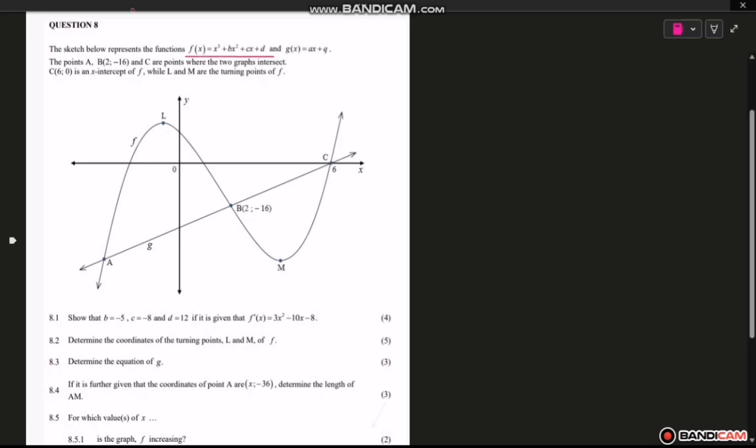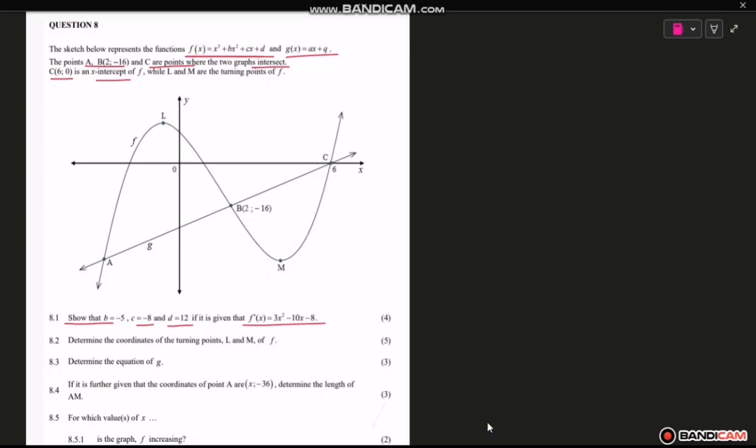As you can see, this is the cubic function, and we have g of x as the linear graph. We are given these points here, and this is the point of intersection of the two graphs. We have c, we have the x-intercepts of f. F is the cubic function, and L and M are turning points of f. Then they want us to show that b equals -5, c equals -8, d equals 12, if it is given that the first derivative of the cubic function is what's written on your screen.